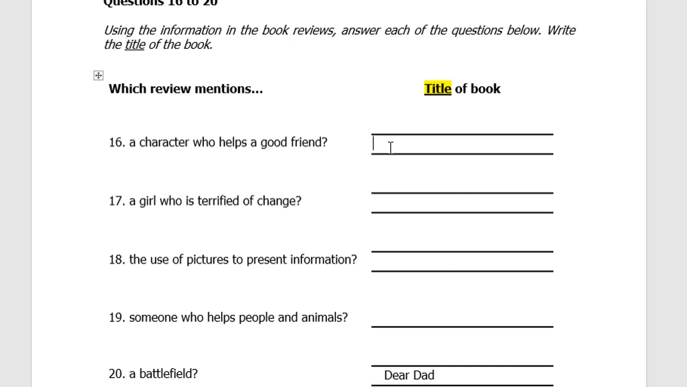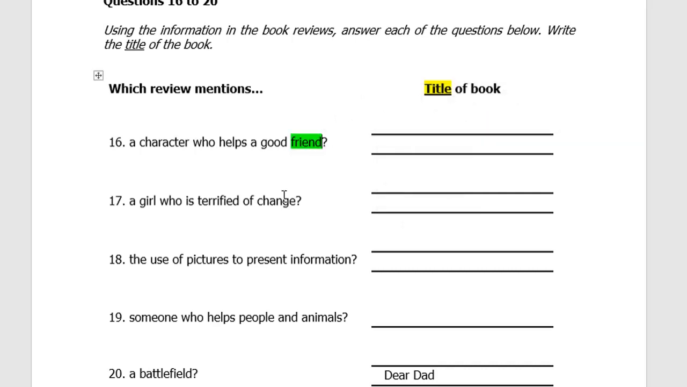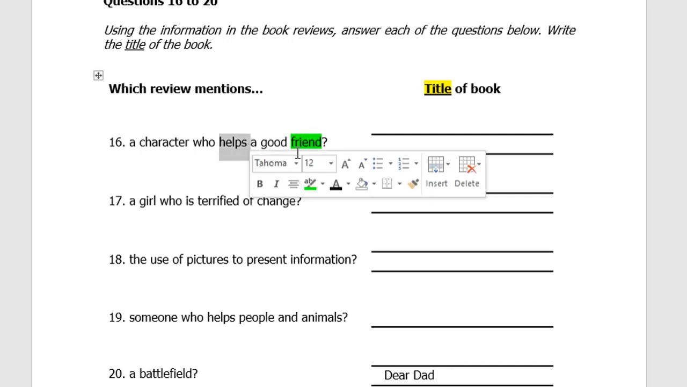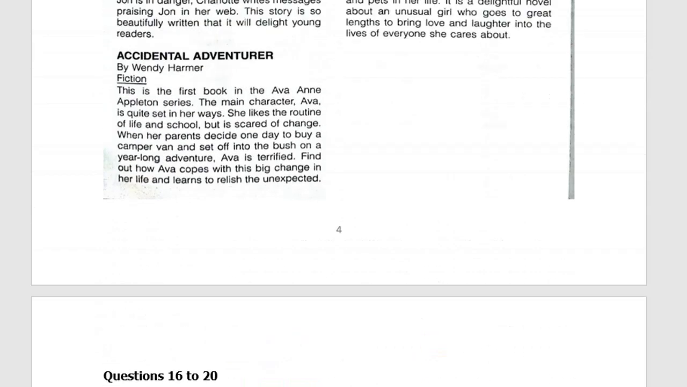Okay, so let's look at the question. A character who helps a good friend. Okay, so the first thing that your keyword that you have to identify is friend. The other one is helps. The other one is good friend. It's good. Okay, helps. Good friend. Okay, so which book telling you about a character who helps a good friend?